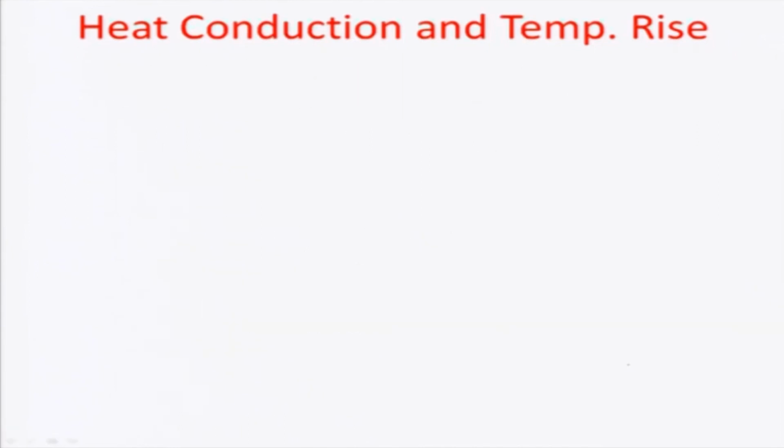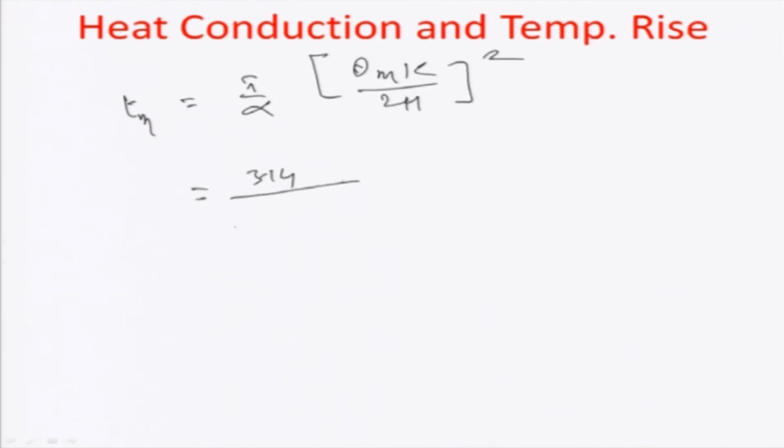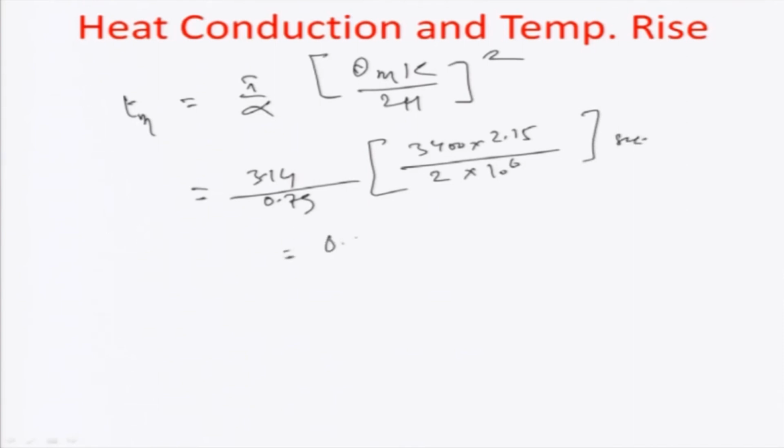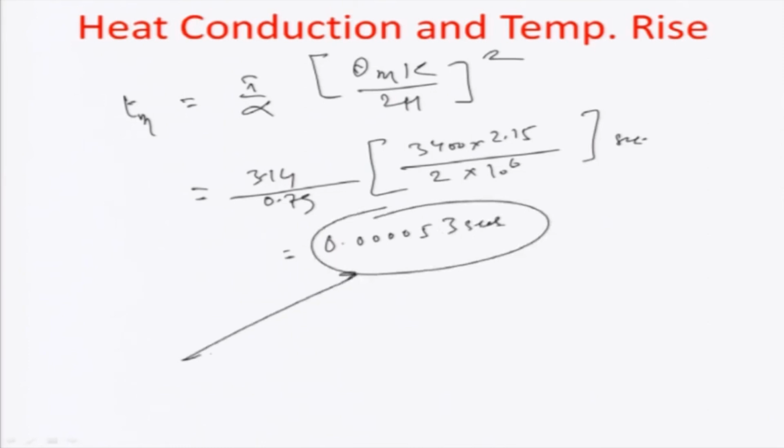We can find out the machining time t m very easily by using the expression derived earlier, pi by alpha times theta m k by twice h, whole square. So, it is 3.14 divided by 0.79, times 3400 times 2.15 by twice 10 to the power of 6, whole square, so many seconds. It comes to almost 0.00053 seconds. So, that is how small a time it takes for the laser to heat the surface up to a melting temperature of almost 3400 degrees Celsius.